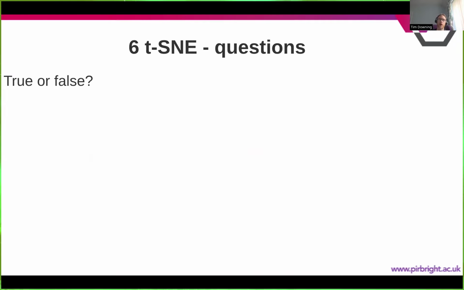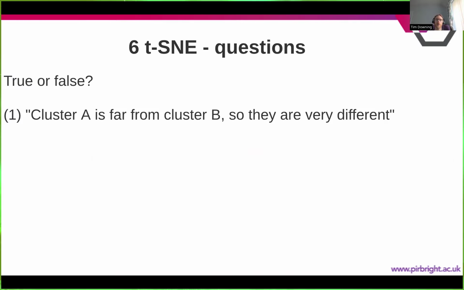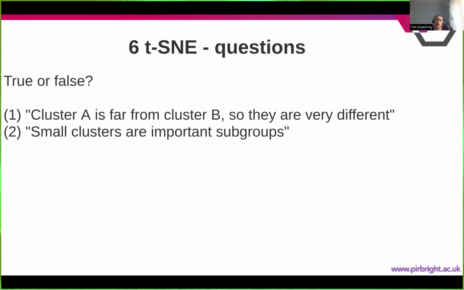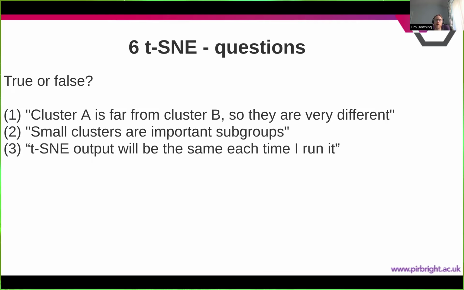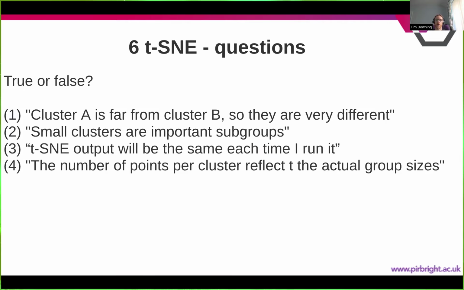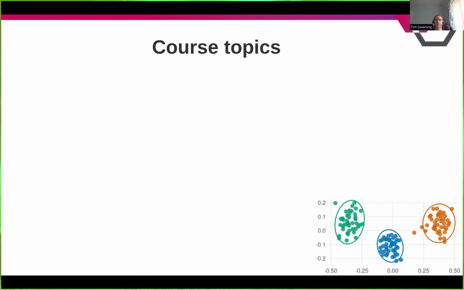So then you can ask yourself some questions. What is true or false? If cluster A is far away from cluster B, does that mean that they're different? Are small clusters important for subgroups? Is the t-SNE output the same each time you run it? Does the number of points per cluster reflect the original group size? And that brings us to the end of this video.